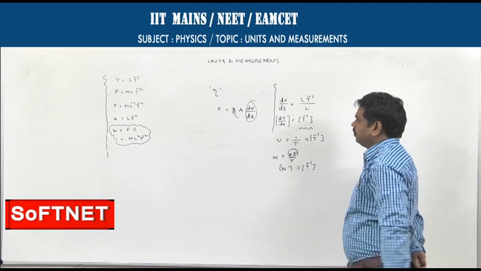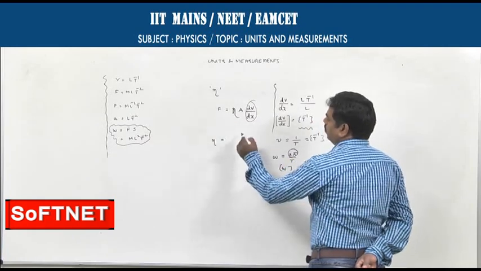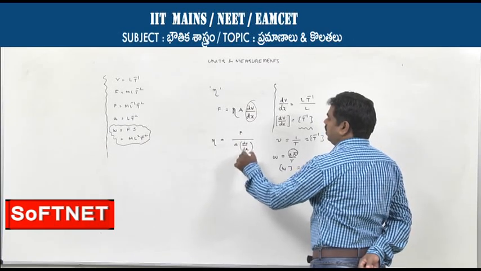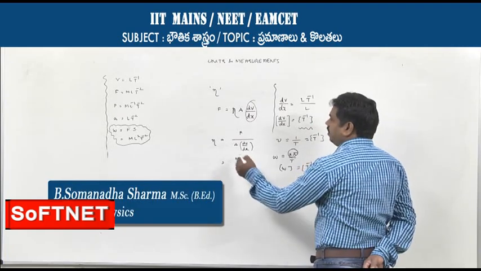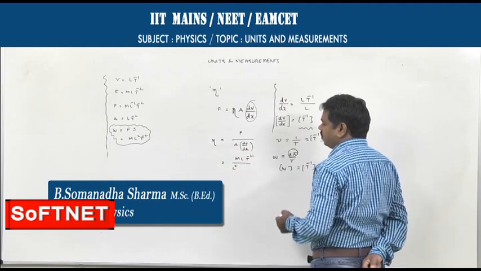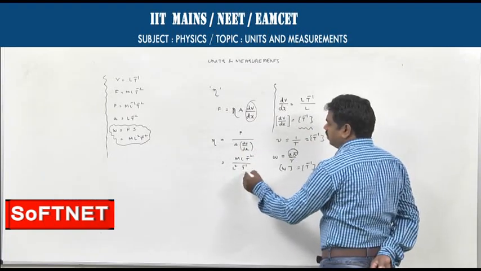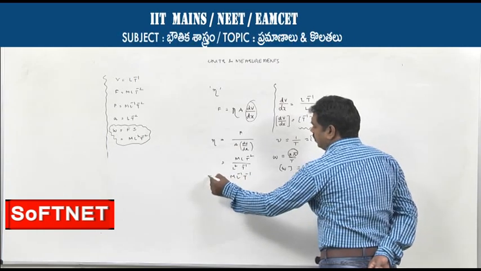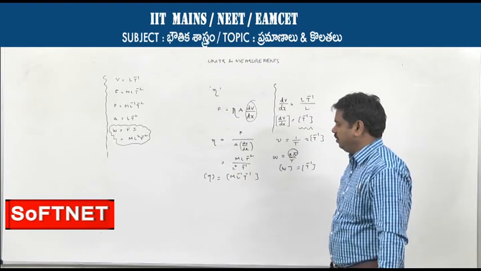Here, coefficient of viscosity, eta is equal to, now we can write F by A into dV/dx. Then how to write the dimensional formula of this one? Simply, force already we know MLT^-2, area is L^2, dV/dx just now we got that is T inverse. So from this you will get ML^-1T^-1. It is the dimensional formula of the coefficient of viscosity.